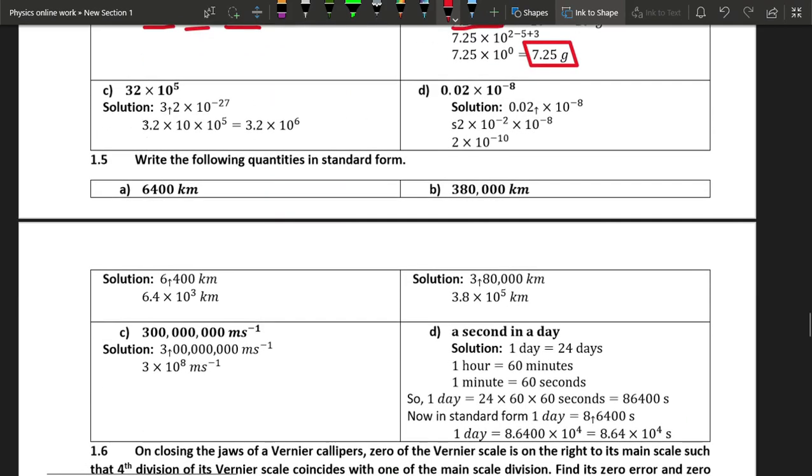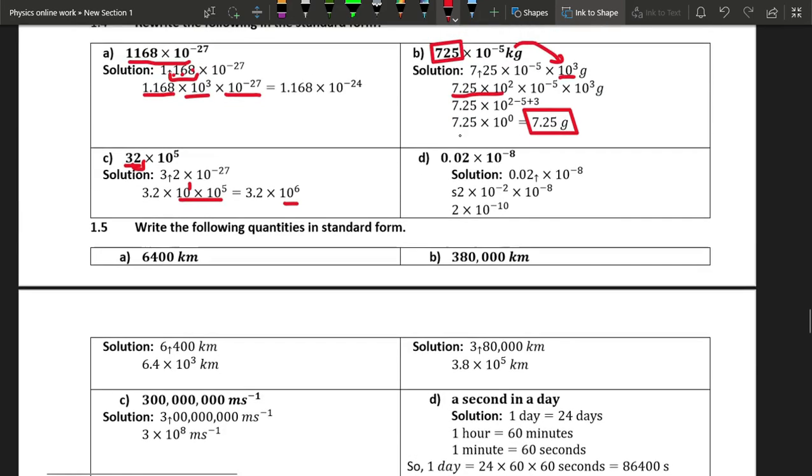Similarly 32 into 10 raised to power 5. Now this 32 is not between 1 and 10. If we move the point after 3, it will be 3.2. Now when we move the point from here to here, it will be 3.2, and we just move one digit only, so it will be only 10 raised to power 1. And when we combine these two, it will be 10 raised to power 6, so it will be 3.2 into 10 raised to power 6.